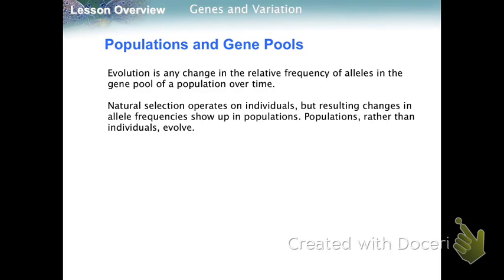Evolution is any change in the gene pool over time. So make sure you understand this. Natural selection operates on individuals, whether or not they survive and pass on their genes. Resulting changes in allele frequencies show up in populations. So populations evolve, not individuals.